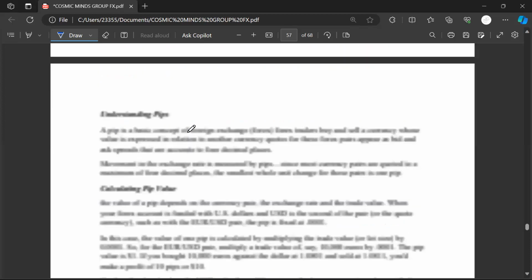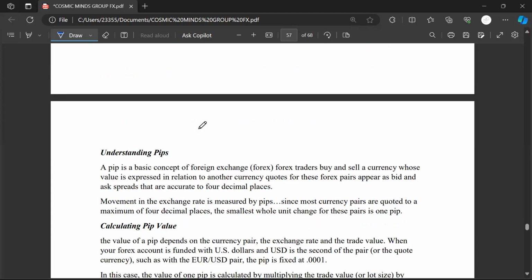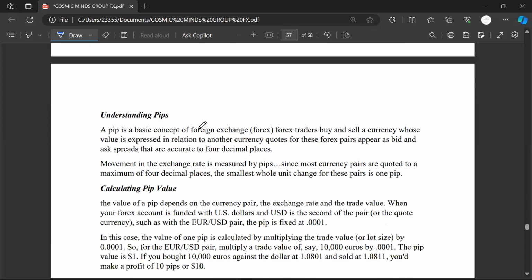Now, let's understand what actually a pip is. A pip is the basic concept of foreign exchange. Forex traders buy and sell a currency whose value is expressed in relation to another currency. A currency pair quote. For these forex pairs, they appear as bid and ask prices that are accurate to 4 decimal places, right?